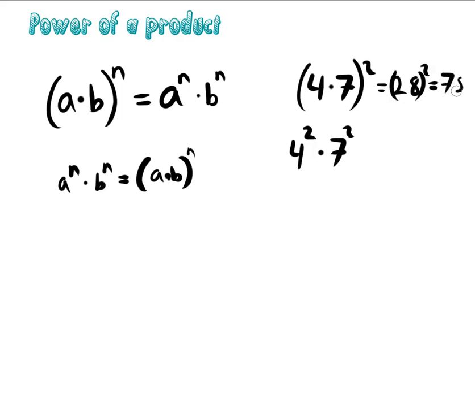Let's see if it gives me the same answer when I do it this way. If I have 4 squared times 7 squared, that's going to be the same as 4 times 4 is 16, 7 times 7 is 49. So 16 times 49 should give me 784, and in fact it does. So that is so cool. You're going to have so much fun with that later on.